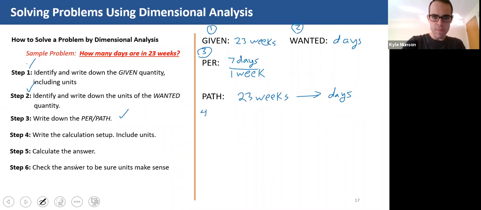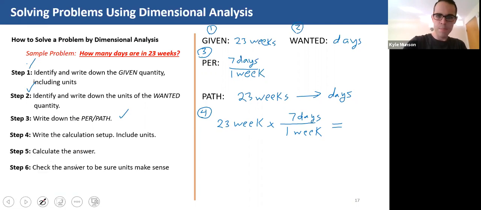So step 4 now, I want to write down the calculation step, including units. So 23 weeks times, for every 1 week, this is my per expression, there's 7 days, and we're going to get an answer. So notice here that the units of weeks cancel each other, okay? So we have weeks here and weeks here. They cancel algebraically. And what we're left with is the unit of days, okay? So we know that we did the problem right, and I'll give you an example of how you might do the problem wrong in a second.